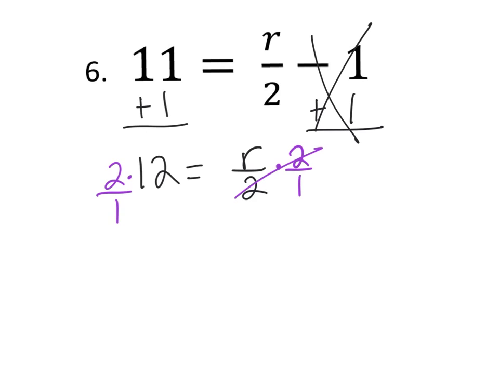2, 4, 6. All right. R is alone on the right. You could put 1r, you could put r, whatever you like. And then the left side, 2 times 12. 24. Okay?